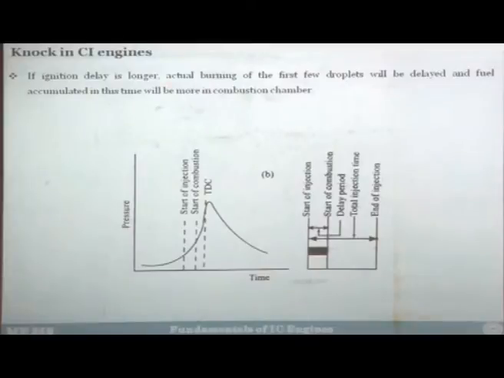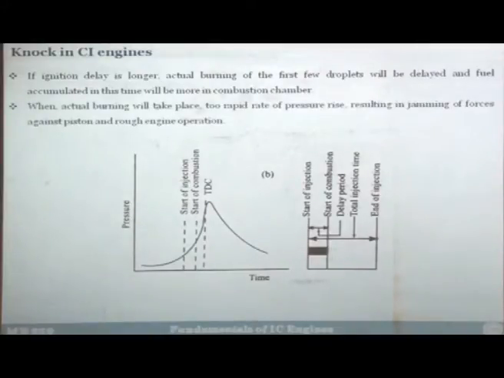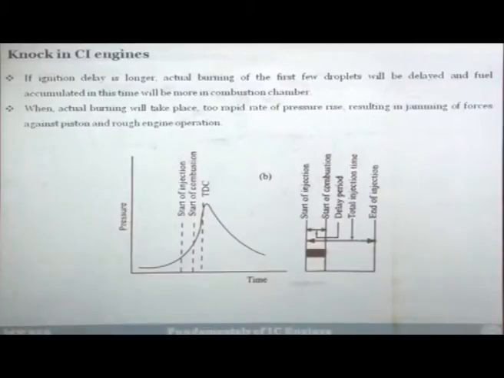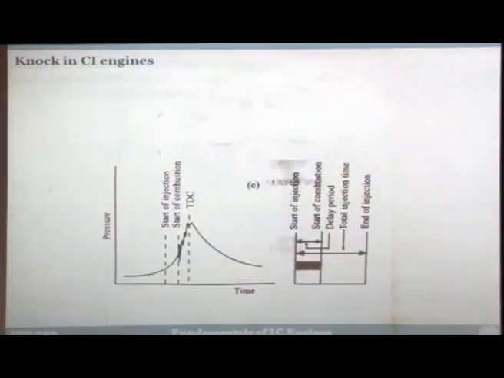If the ignition delay is longer, the actual burning of the first few droplets will be delayed, and the fuel accumulated in this time will be higher in quantity in the combustion chamber. When the actual burning takes place, all this fuel will start burning, and too rapid a pressure rise will take place, resulting in jamming of forces. The piston is still near TDC. You are already pushing the piston, and then suddenly there is a negative force in the opposite direction with a great rate. This will lead to imbalance of forces, and that's why the knocking happens.